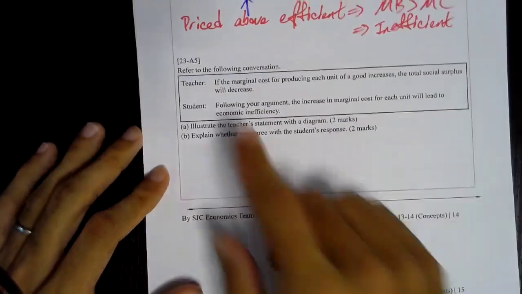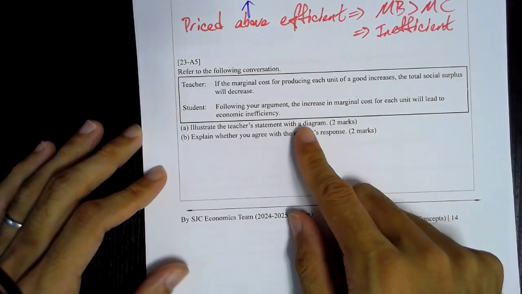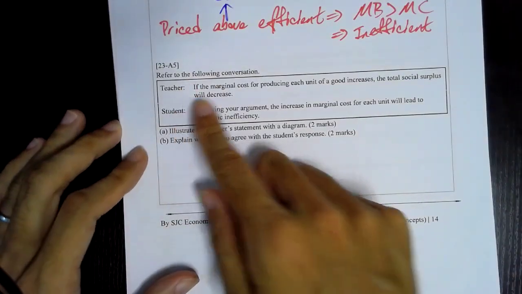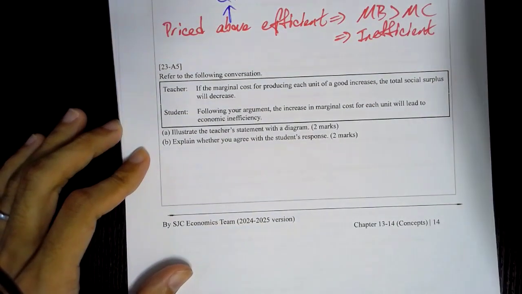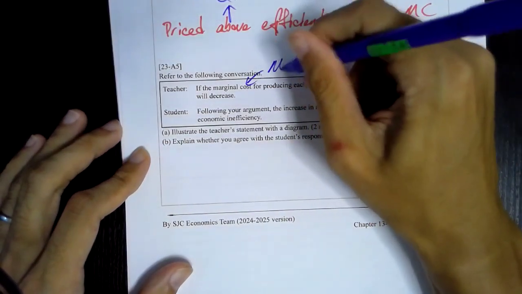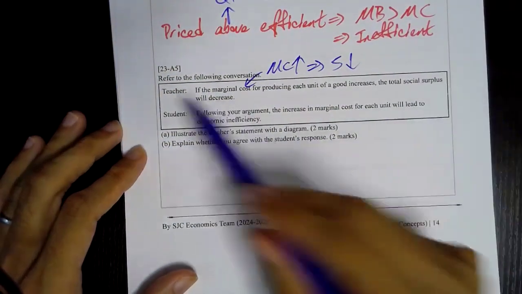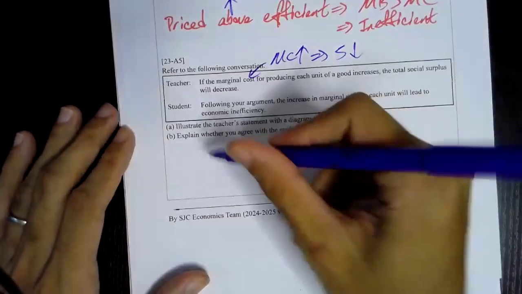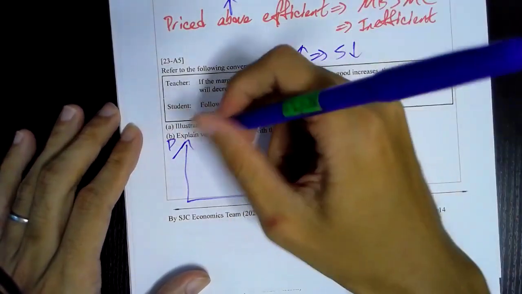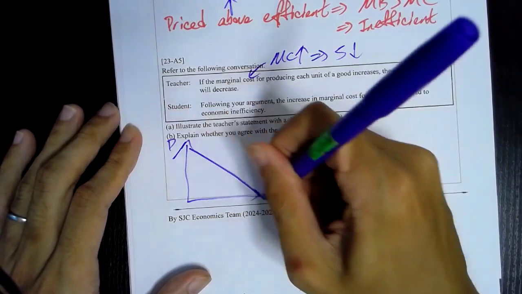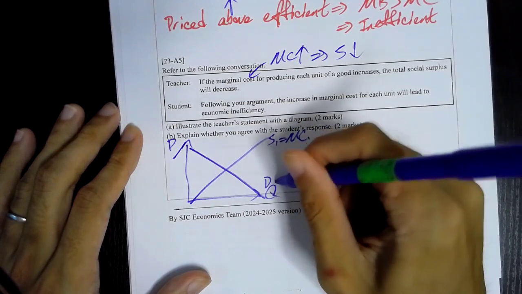2023. Okay, the teacher has two statements. We need to illustrate, part A, illustrate the teacher's statement with a diagram. The teacher says, if the marginal cost for producing each unit of a good increases, think carefully, marginal cost increases. What does that mean? It means that supply decreases. Total social surplus will decrease. Illustrate, very easy, right? Here, let's try. This is S1 equals to MC1. This is D equals to MB.